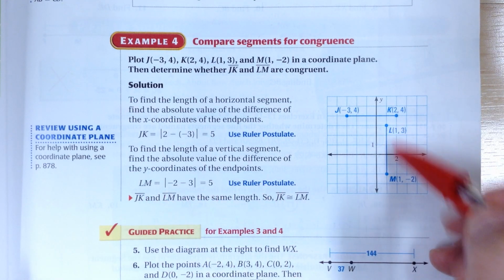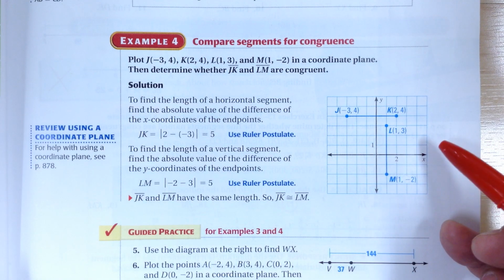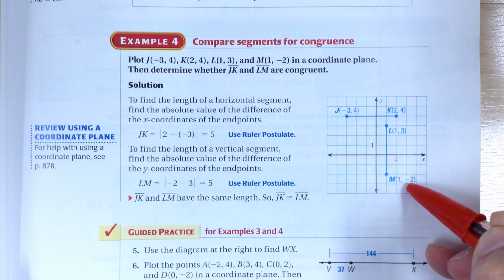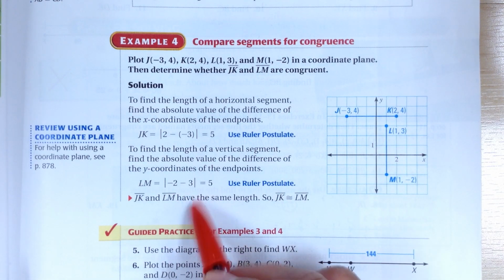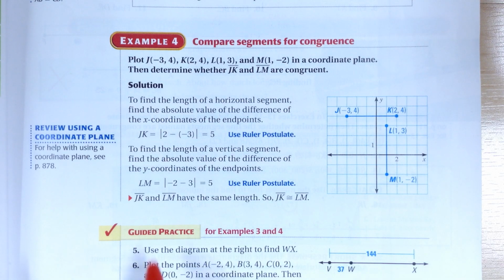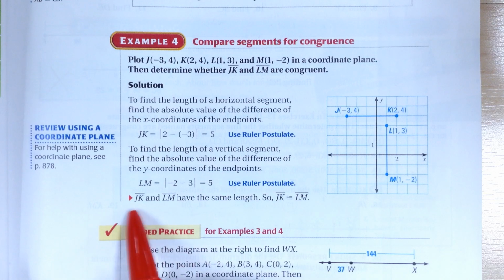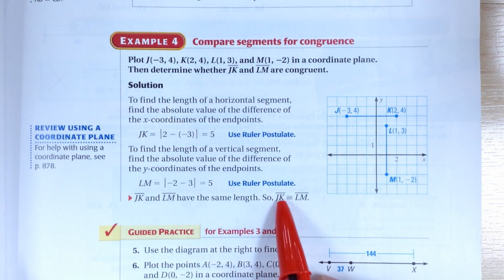Then for LM, again, you can count the squares 1, 2, 3, 4, 5. Or you can use numbers. You can do 3 minus negative 2 or negative 2 minus 3, it doesn't matter, and you take the absolute value. The reason it doesn't matter is because you're going to take the absolute value, so it comes out the same. So they are the same length, and therefore they are congruent.